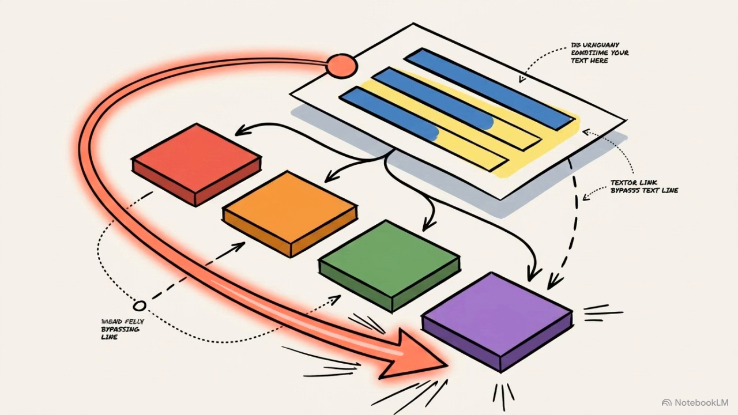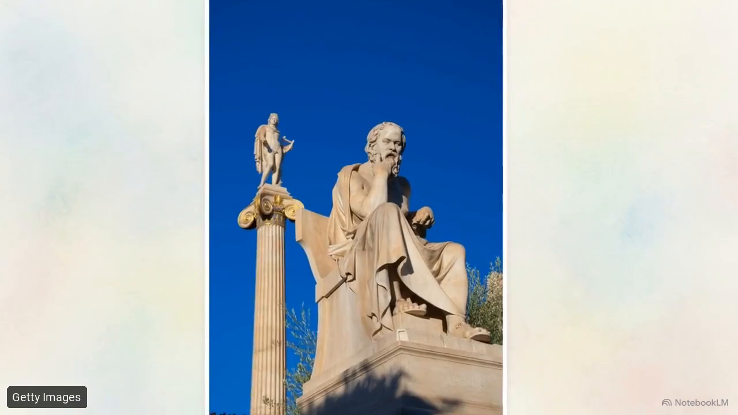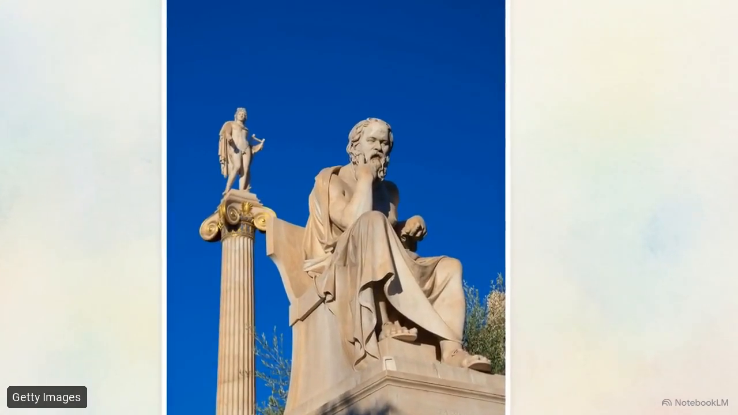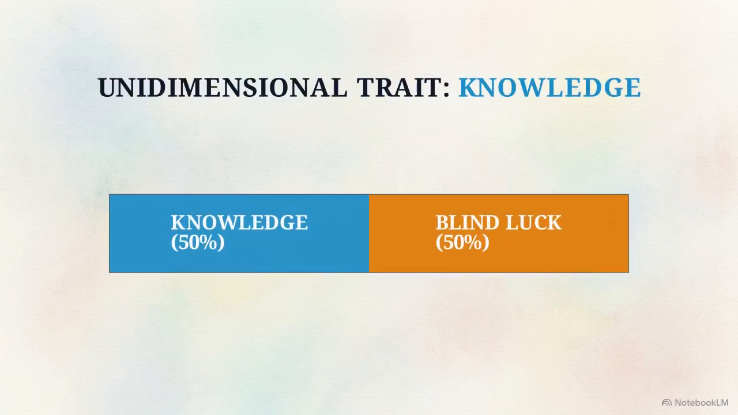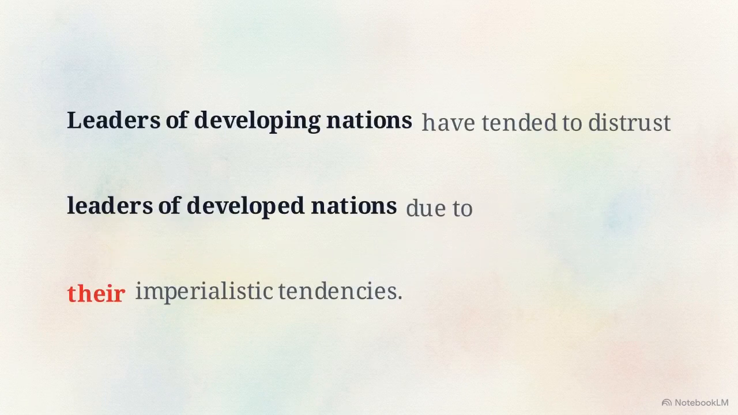Binary choice formats, like true-false questions, have been used to evaluate logic since antiquity. Their main vulnerability is mathematical. With only two options, a student has a 50% chance of guessing correctly by pure luck. But they have another vulnerability.